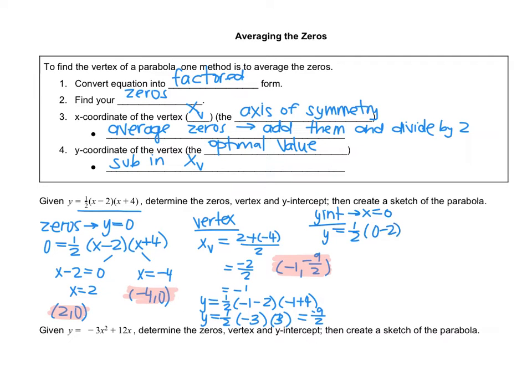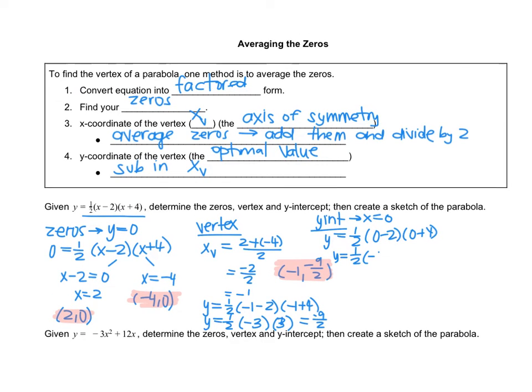So 0 minus 2 and 0 plus 4. And you end up with 1/2 times -2 times +4, which is -4. So that will be 0 comma -4 for our y-intercept.